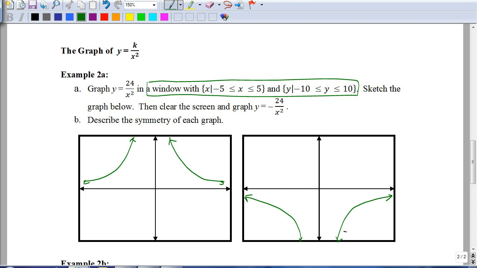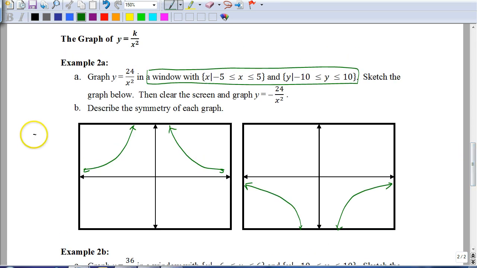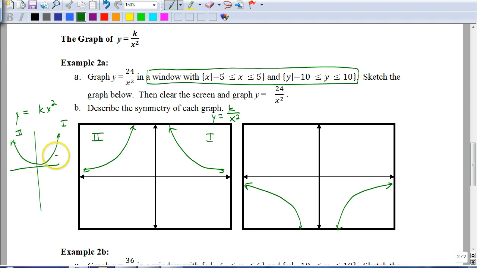Okay, now an easy way to remember the quadrants that it's in, if you remember that y equals k times x squared was a parabola. That was in quadrants 1 and 2. If I have k divided by x squared, like in this first graph, it's still in quadrants 1 and 2, but what it's done is it's taken that parabola and broken apart in two branches. So whenever you have an x squared, the graph is going to be in quadrants 1 and 2, as long as k is positive.